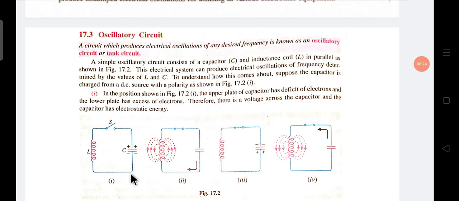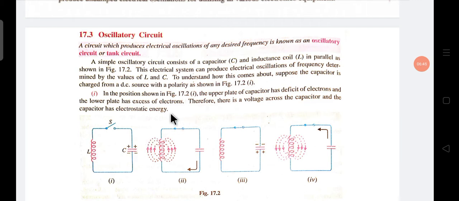A general oscillator circuit consists of one inductor, this is inductor L, and one capacitor, this is C, in parallel to each other. So this is the basic construction, the block diagram of the oscillator circuit.